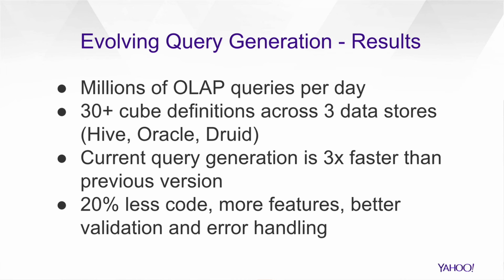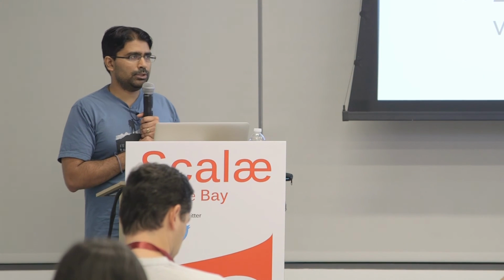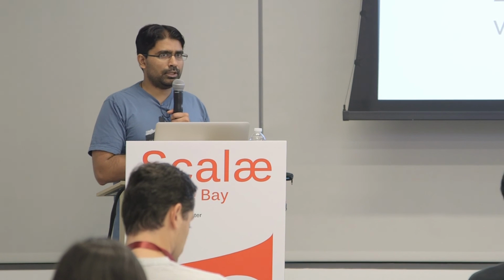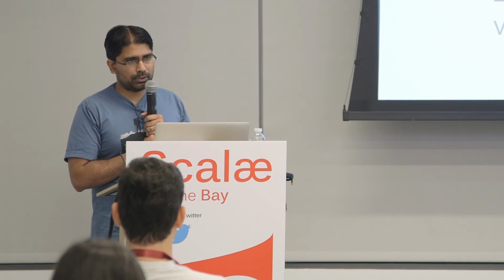We have 30 plus cube definitions across 3 data stores, Hive, Oracle, and Druid. Our Druid cluster itself is segmented on the idea of tiers of service. So we have 3 tiers of service, which is supported by our Druid cluster, and Druid is actually one of the few data stores which allows you to tier your storage and tier your brokers, your actual compute.